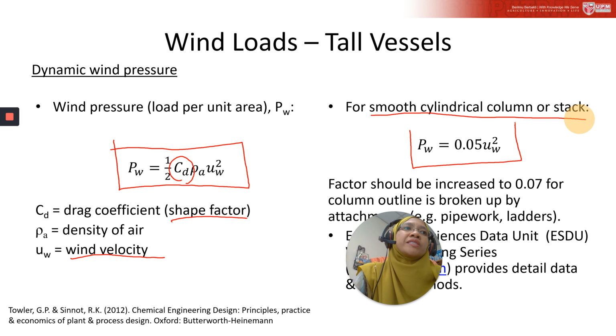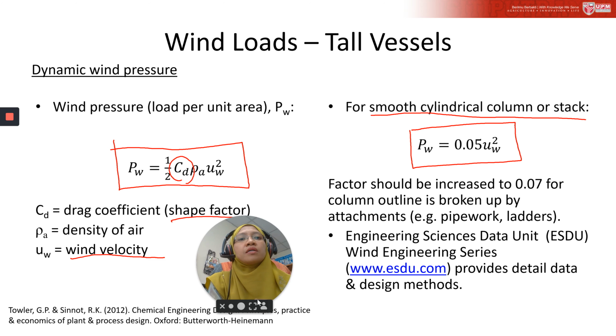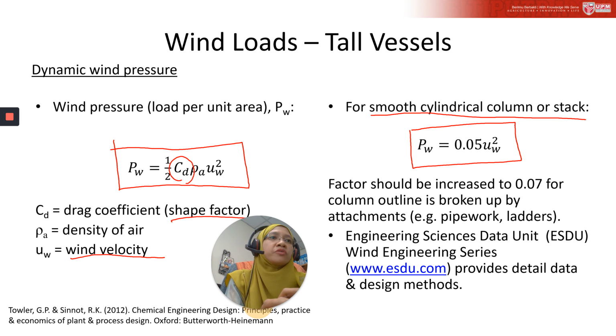wind pressure expression. And then the factor should be increased. There is a factor here. The original equation uses a factor of 0.05, and this factor should be increased to 0.07 for a column outline which is broken up by attachments. For example, if on your column outline there is installation of pipework or a ladder, you need to increase this factor to increase the strength of your design.